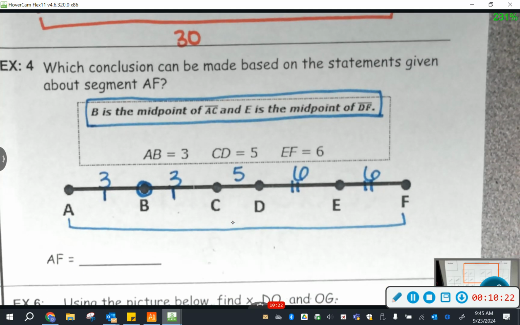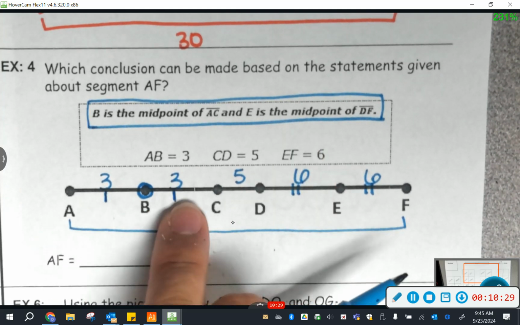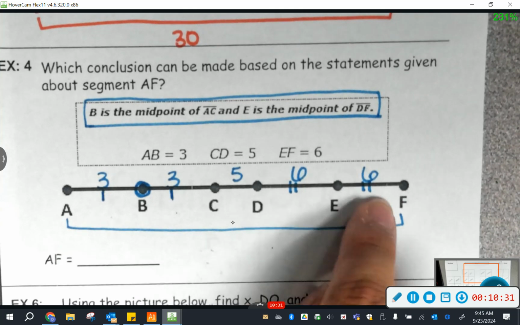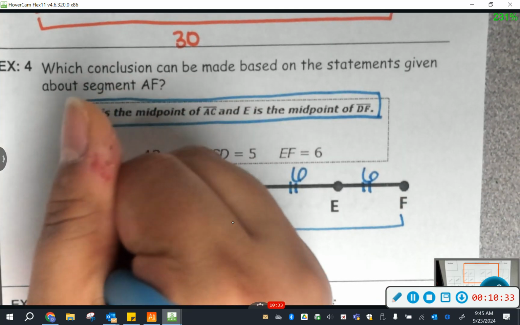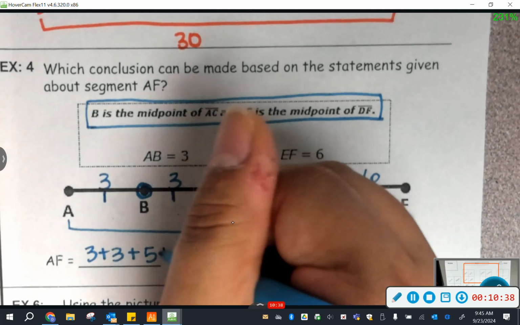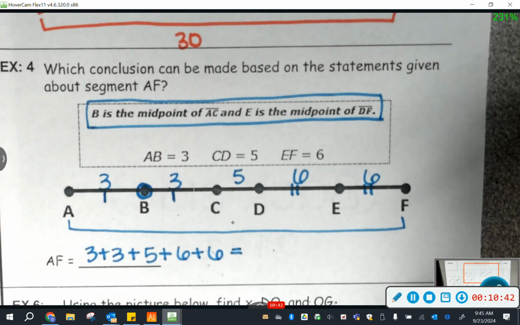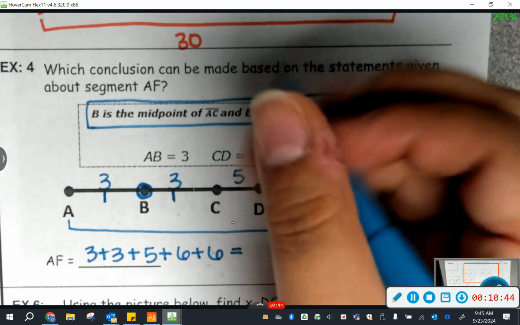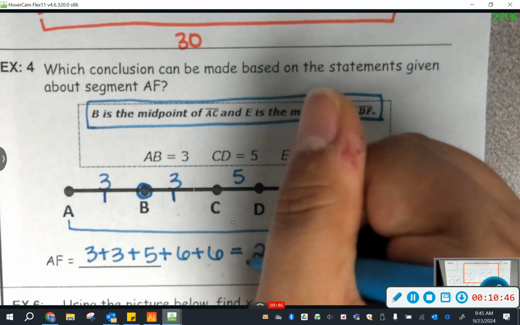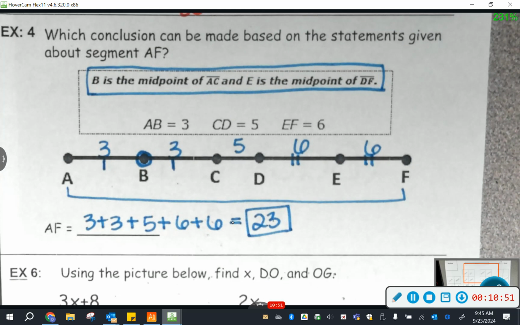Now, can I find out what the whole thing is? Midpoint means middle. That means whatever is on the one side will be on the other. E is the midpoint, these two sides. So now I'm going to add them together. What is 3 plus 3 plus 5 plus 6 plus 6? How did you get that? Put it in the calculator or do it in your head. Does this make more sense? We're okay?